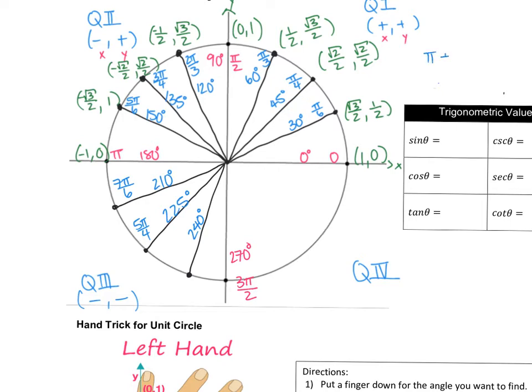So if I take pi and add it to pi over 3, I need to find a common denominator. So this is going to be 3 pi over 3. If I add these, I get 4 pi over 3. So this is 4 pi over 3 as my radians angle. And then from here, I can figure out the coordinates.